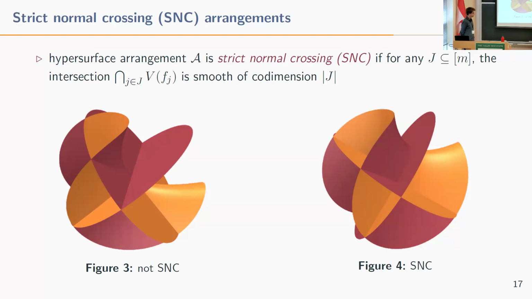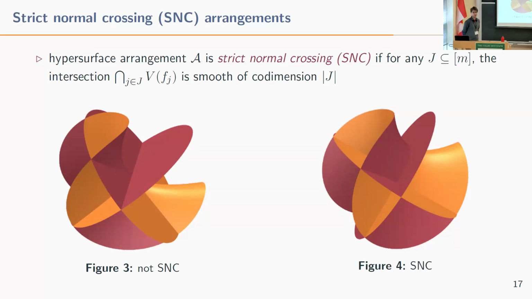You can also formulate this in algebraic terms, in terms of discriminants. So you can write down discriminants for all of these polynomials and their intersections to be smooth of the correct codimension. So this gives you a product of so-called mixed discriminants. Oh, there's a question. Yeah, okay, the question was, is there a distinction between normal crossing and strict normal crossing?